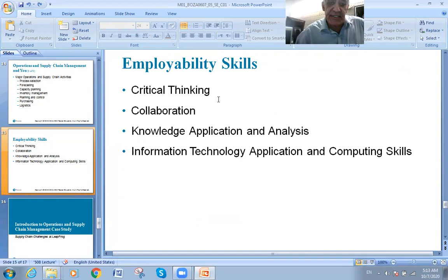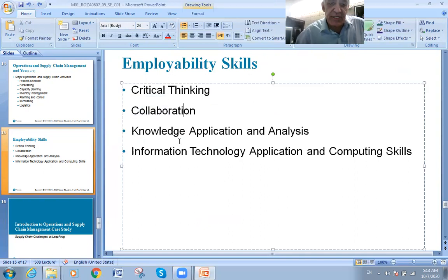Employability skills: critical thinking, collaboration, knowledge application and analysis, because you will employ all your knowledge. If you are working in supply chain management, you will use your knowledge to the maximum. And of course, you will use information technology. Yeah, application and computing skills.